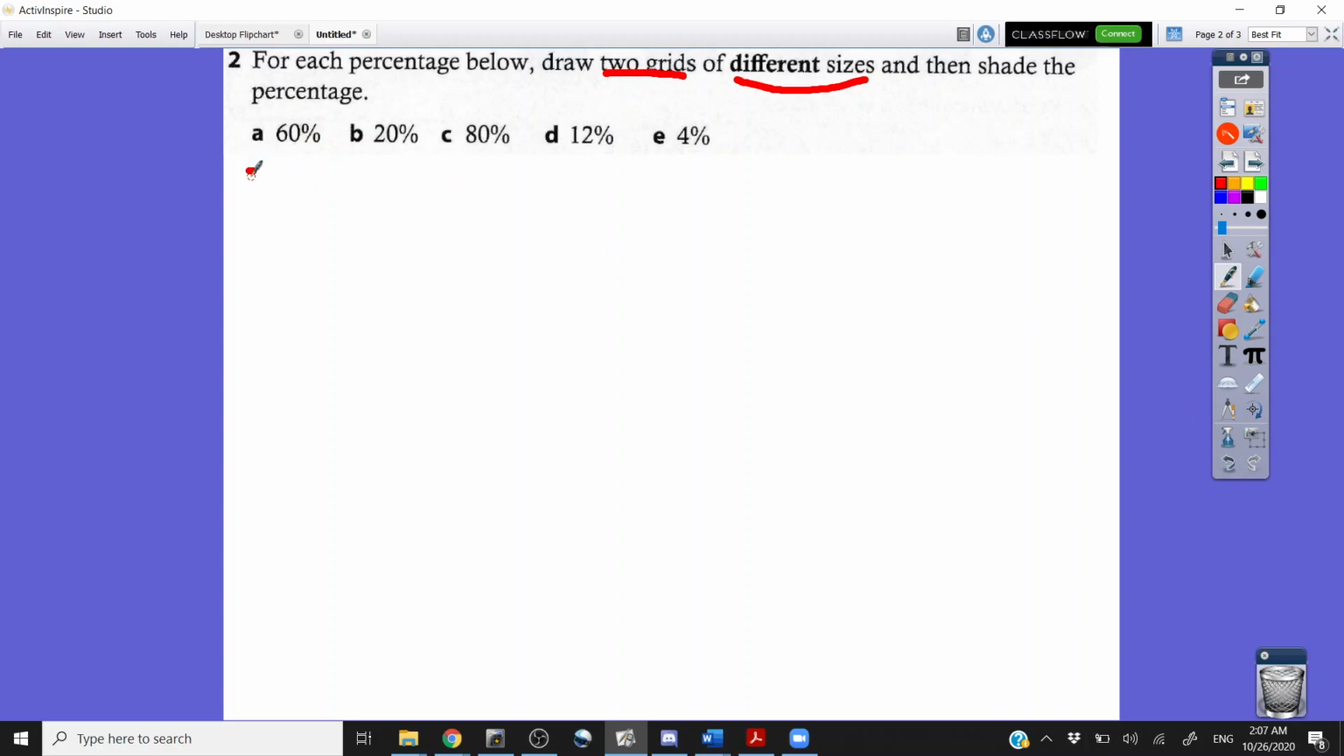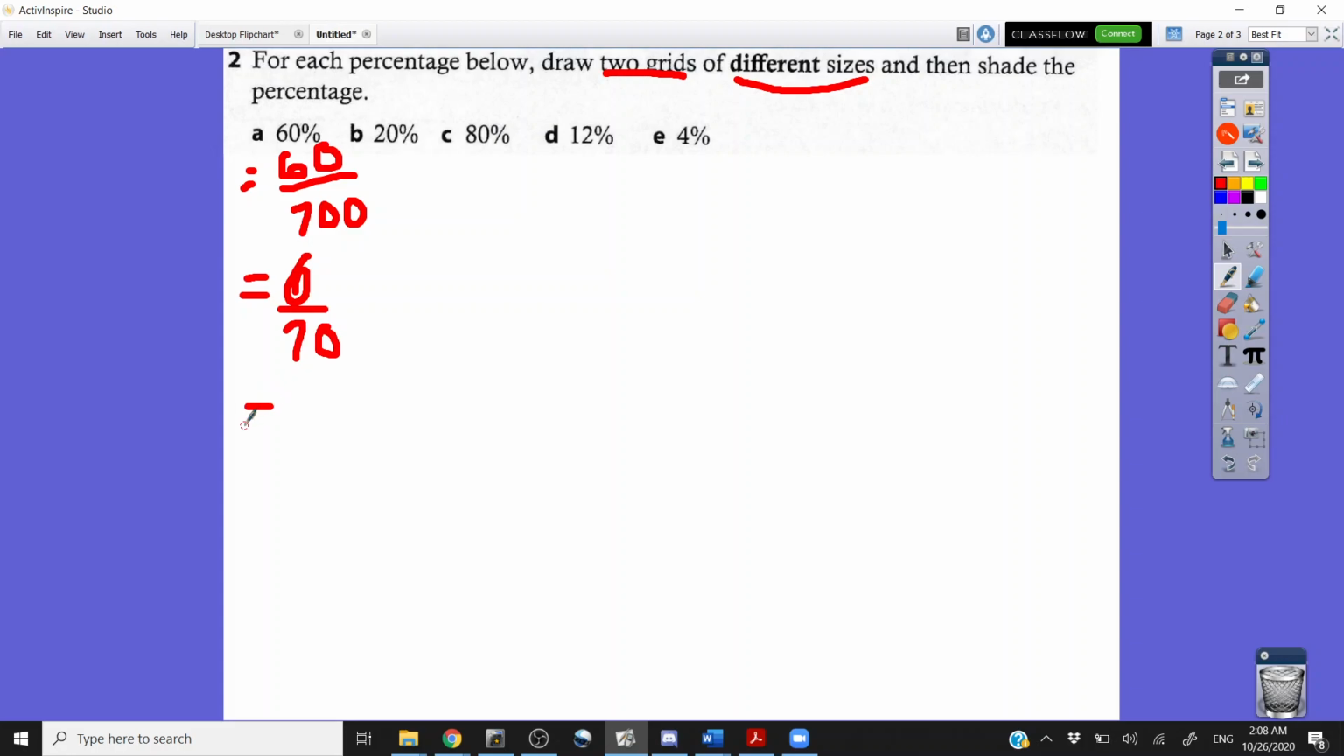60% is the same as 60 divided by 100, because percent means divide by 100. That's literally the meaning of percent. So I could draw 100 boxes and shade in 60 of them. That would be totally fine, but we know how to reduce fractions. The easy way to reduce that one is to divide them both by 10, and I would get 6 out of 10 boxes. So that's another way you could draw it.